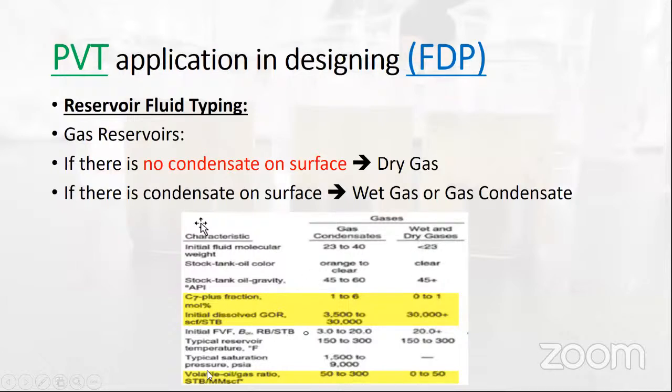Okay. Also, the CGR. The CGR is the measurement for the amount of oil that is separated from the gas. If we have the CGR ranging from about 50 to 300, we can call it gas condensate. If we have the CGR ranging from 0 to about 50, we can call it wet or dry gas. Okay. But we should mention that these ranges are not strictly applied. It is just a range. So we should judge by using several aspects from this table. Okay.